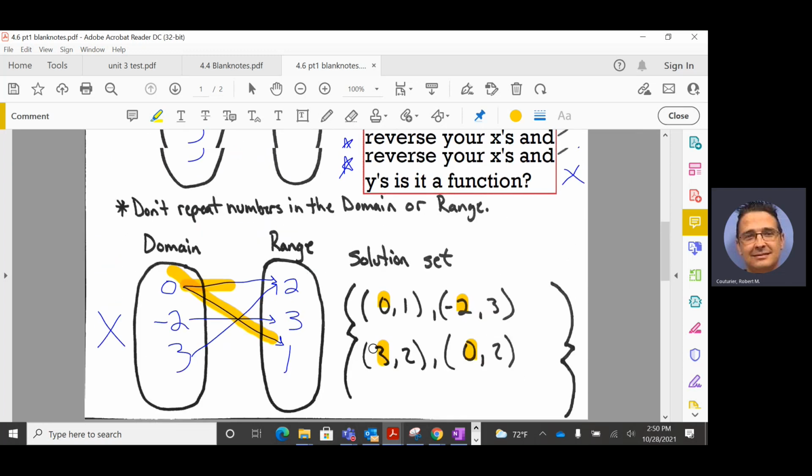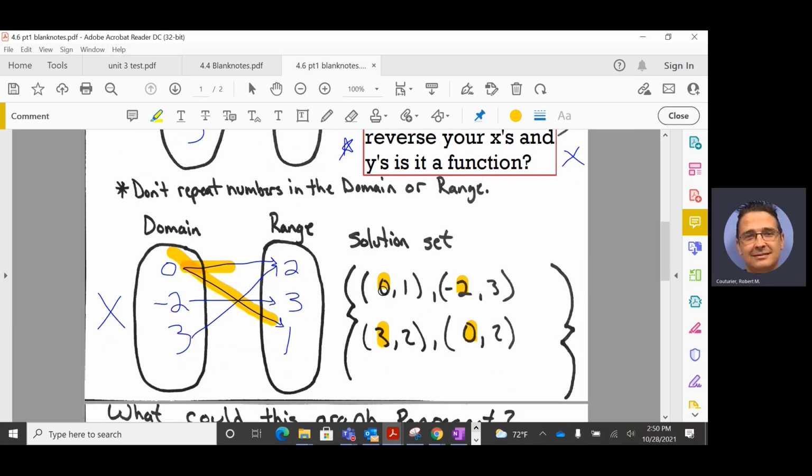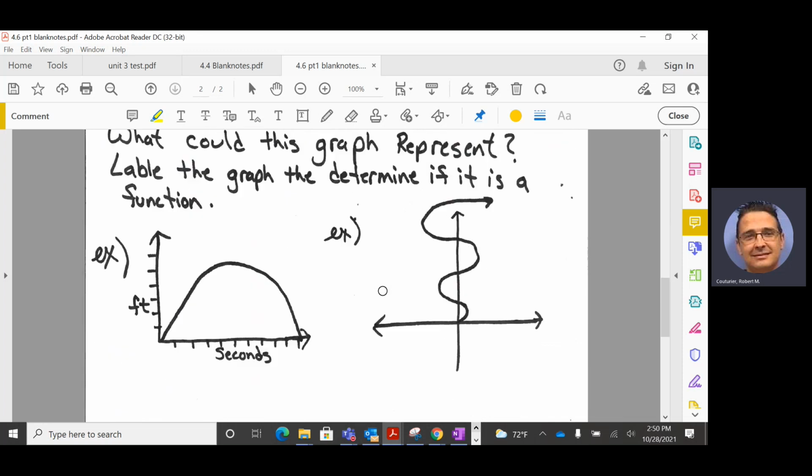So one way that we have to make sure that something is a function: x's can never repeat. If any of your x's ever repeat, it's not a function. What happens if they don't give it to us like this, with the sets of solutions or a bunch of ordered pairs, or they're already represented in a mapping diagram? What if they only give us a graph? How can I tell if this is going to be a function or not?